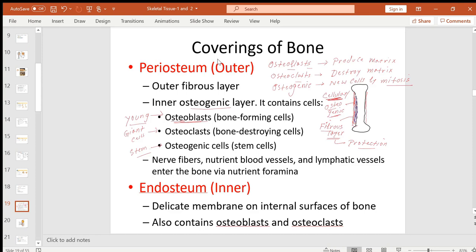So now you see that to produce new bone tissue, new bone tissue needs what? You need matrix and new cells. Those are the two components of the bone tissue, the cells and matrix. Okay, so osteoblasts and osteogenic cells, these two are needed to produce new bone tissue. Osteoclasts destroy the matrix.